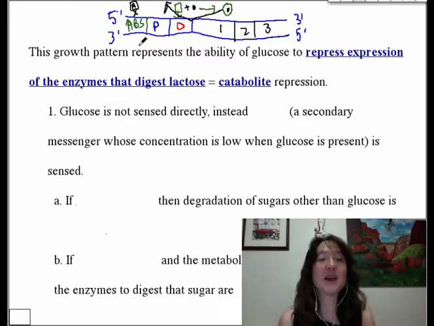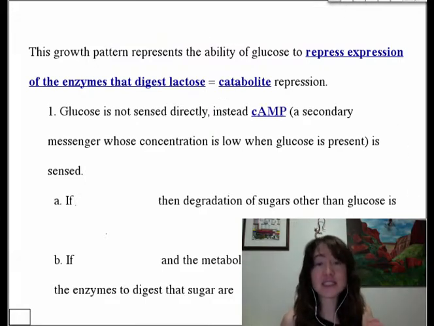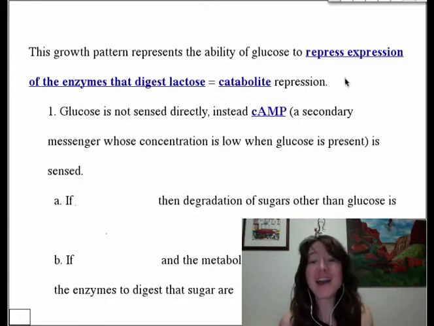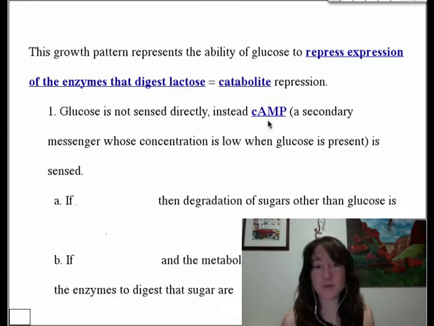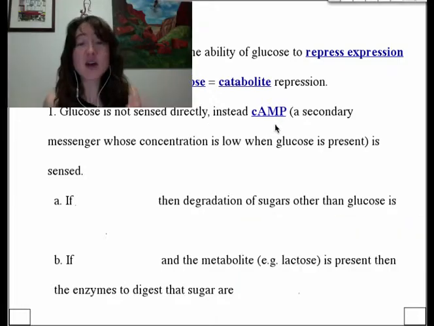So this is a bit confusing because if glucose is acting to stop the binding of the activator, it must not be what is being sensed directly. So glucose is not sensed itself. Instead, it uses a hitman, so to speak, a secondary messenger called cyclic AMP. And cyclic AMP and not glucose is sensed. And here's how this works. Cyclic AMP is present in the opposite level to glucose. So that is to say that they're inversely related. If glucose is high, cyclic AMP is low. If glucose is low, cyclic AMP is high.